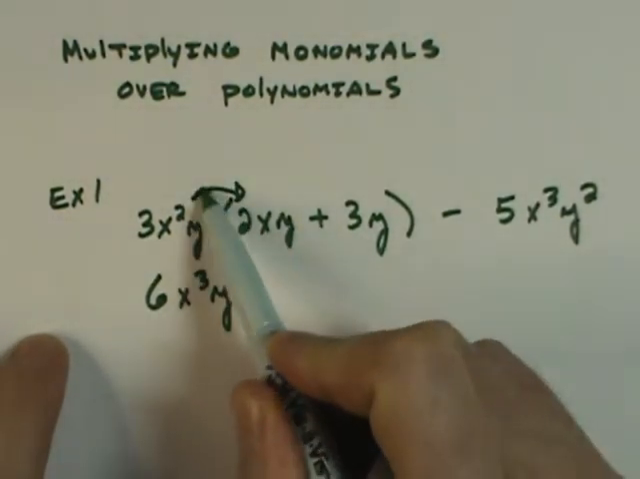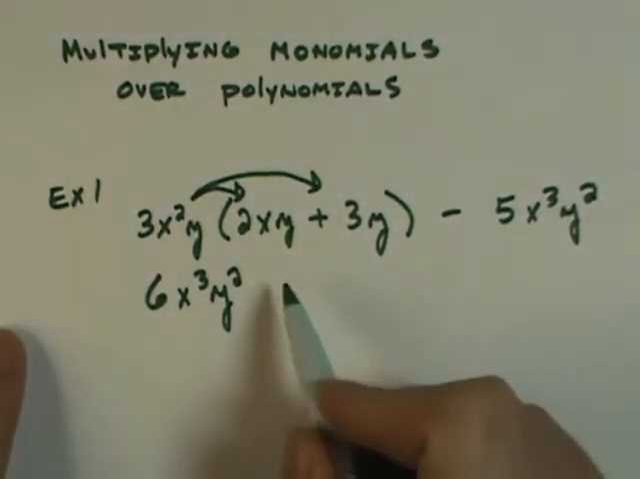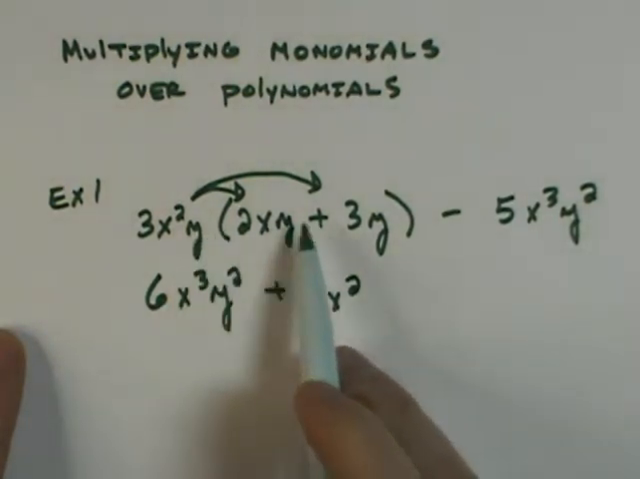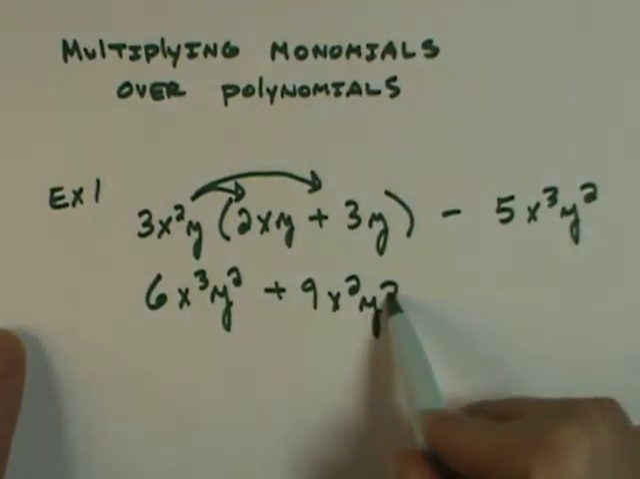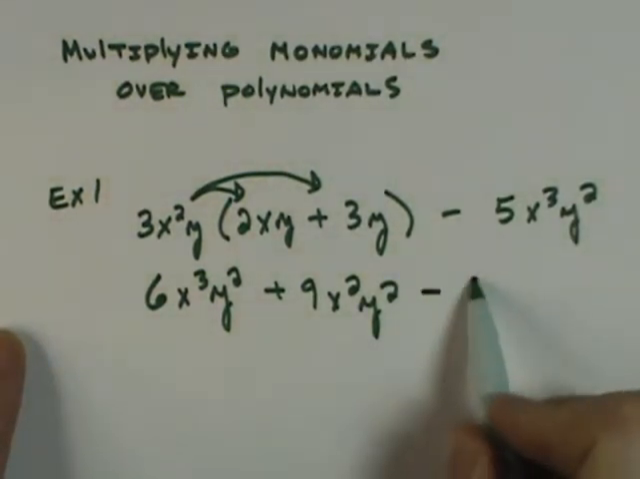In a similar way, we distribute to the second term. 3 times 3 will be 9. x squared, and then again we have this y, which would be y squared. The last term, which was outside the parenthesis, just gets rewritten.